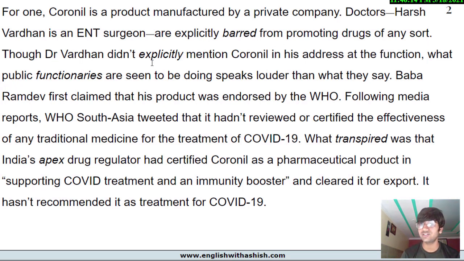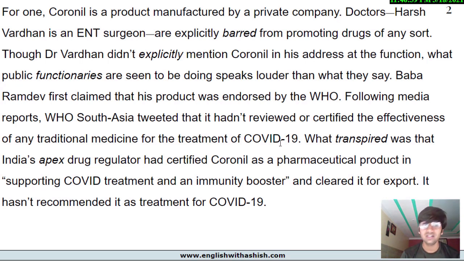Though Dr. Worthen did not explicitly mention Coronil in his address at the function, what public functionaries are seen to be doing speaks louder than what they say. Baba Ramdev first claimed that his product was endorsed by the WHO. Following media reports, WHO South Asia tweeted that it had not reviewed or certified the effectiveness of any traditional medicine for the treatment of COVID-19.